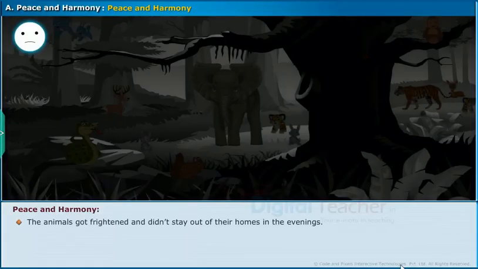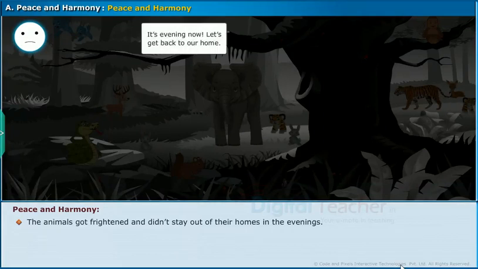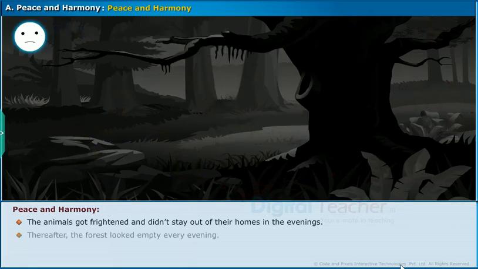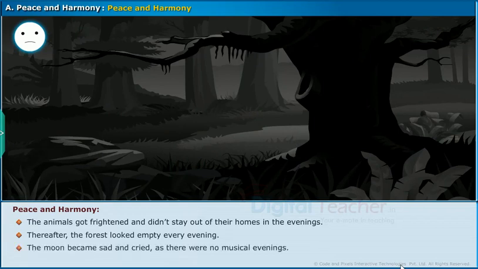The animals got frightened and didn't stay out of their homes in the evenings. "It's evening now. Let's get back to our home." Thereafter, the forest looked empty every evening. The moon became sad and cried, as there were no musical evenings. Then the moon decided to come to the animals and birds in the form of a sadhu.